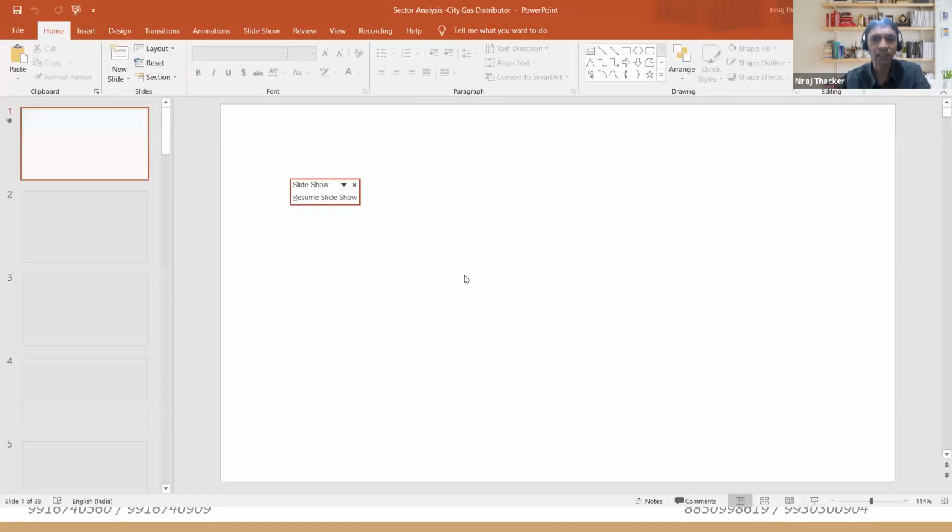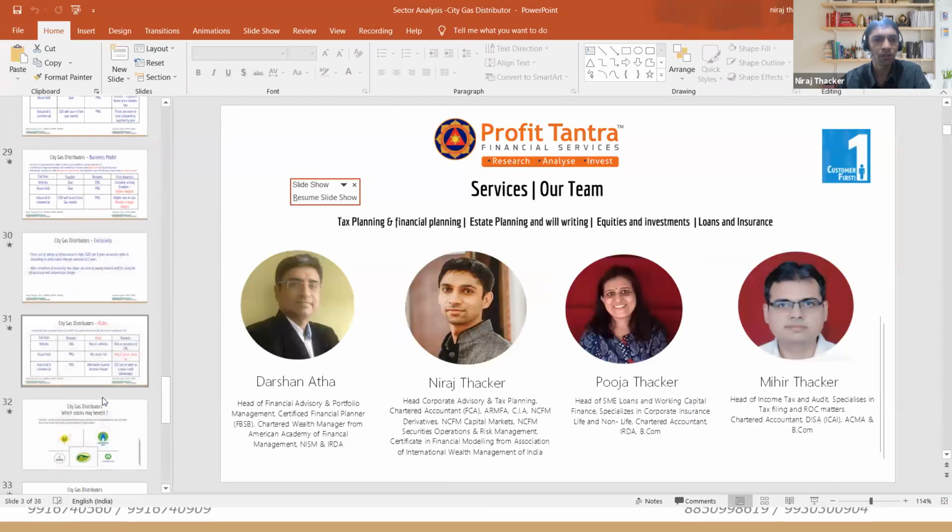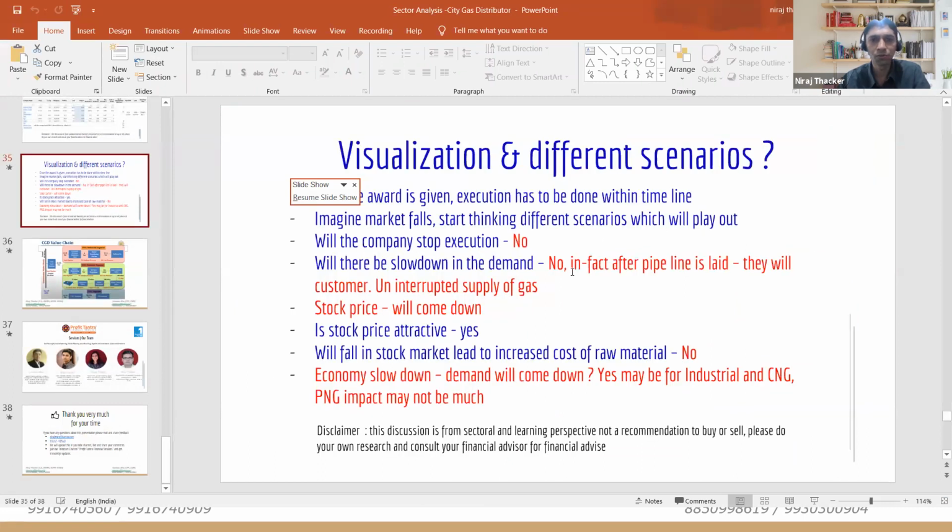So analyze, like use that model to understand how it will work actually. So here what we have done is use visualization. For city gas distribution, once the award is given, execution has to be done in timeline. Imagine if the market falls, start thinking of different scenarios. Will the company stop the execution? They have laid the pipeline.